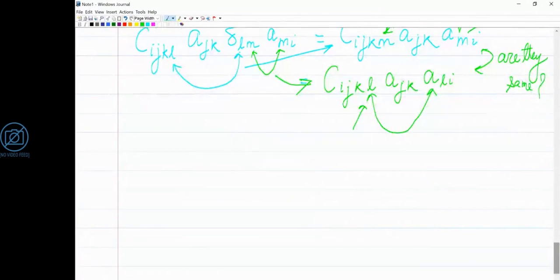Once we have this Kronecker delta, then there's another one which is called the alternator or permutation symbol.